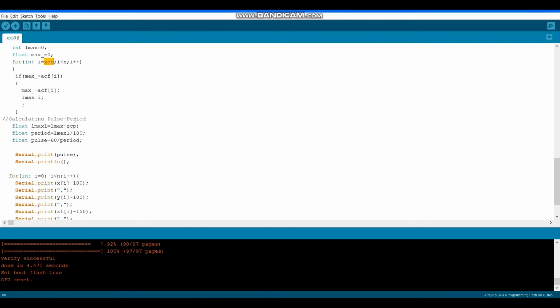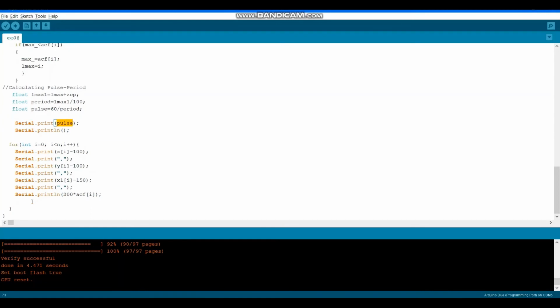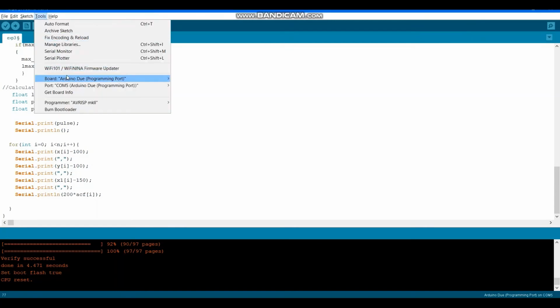Now, in order to calculate the pulse or the period, we are finding the distance Lmax1 as Lmax plus the zero crossing point, and the period is Lmax1 by 100, that is in units of 100 milliseconds. Now the pulse is defined as 60 upon the period because it is 60 seconds per period. So this is the formula. So we are printing this pulse and we are plotting all the arrays to see how the output waveforms look. So let us see on the serial plotter how the waveforms look like.